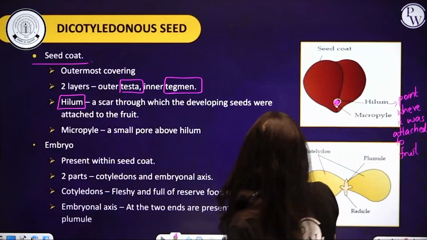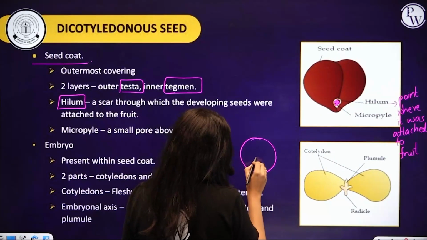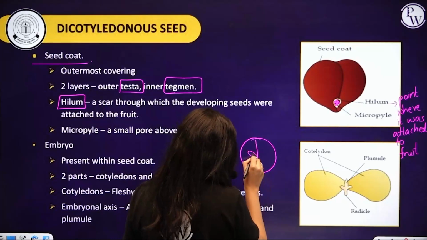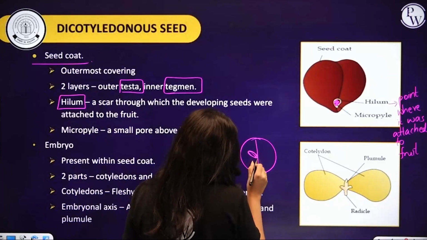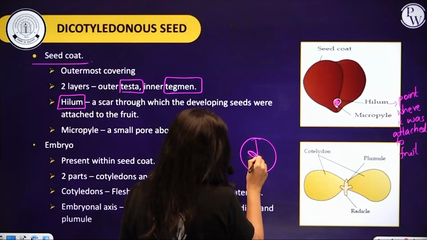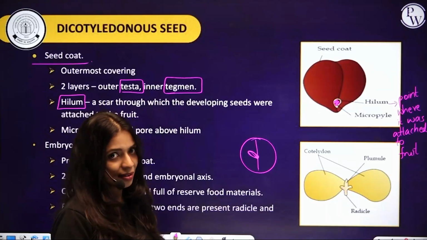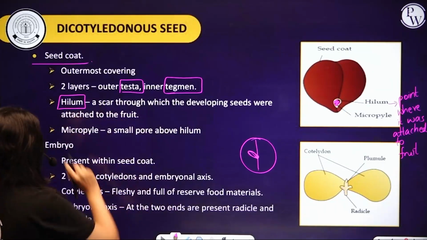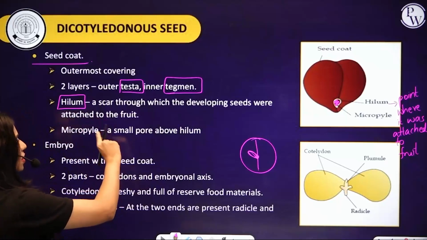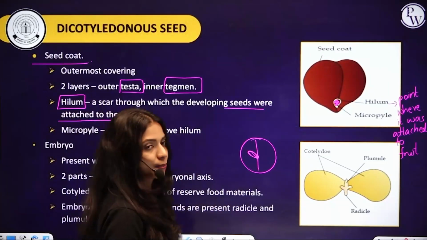So, if this is a fruit, let's say this is one fruit, and over here the seed is attached. The point at which the seed is attached to the fruit, in the seed, you can see that as a mark or as a scar. That is called the hilum. So, hilum is the scar through which the seeds were attached to the fruit.